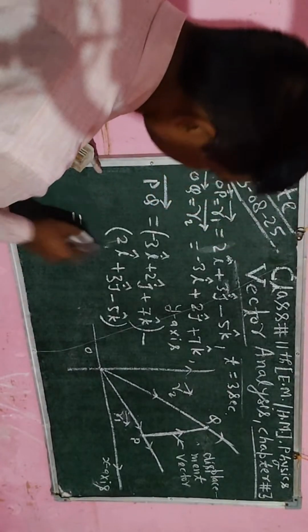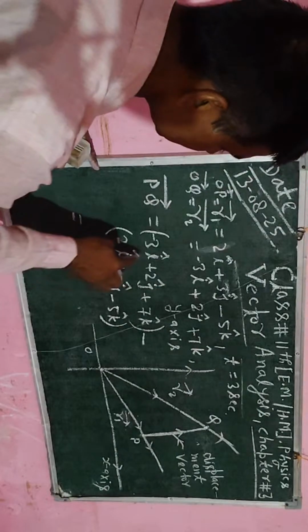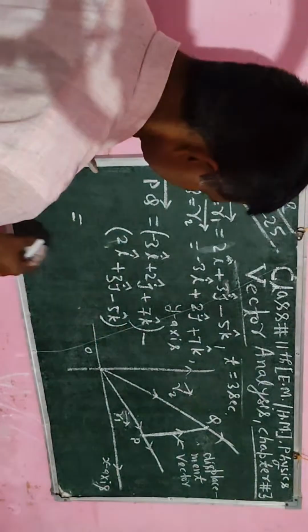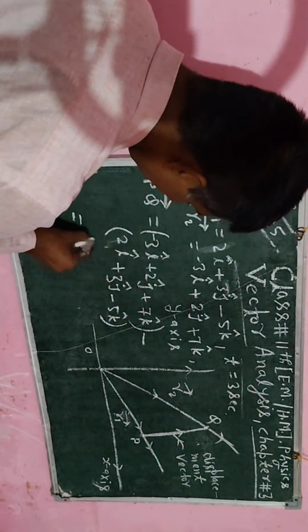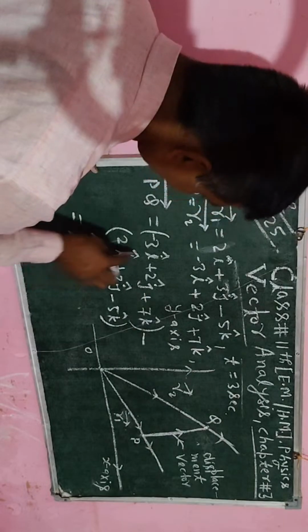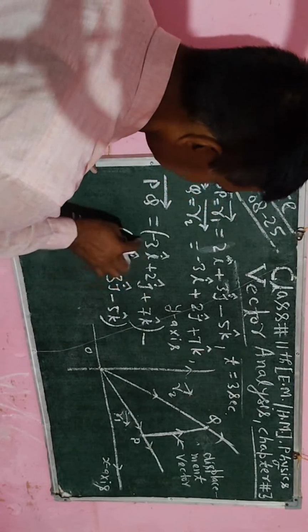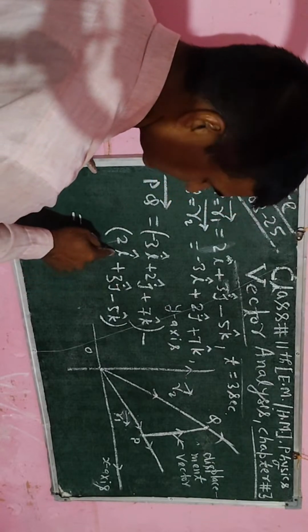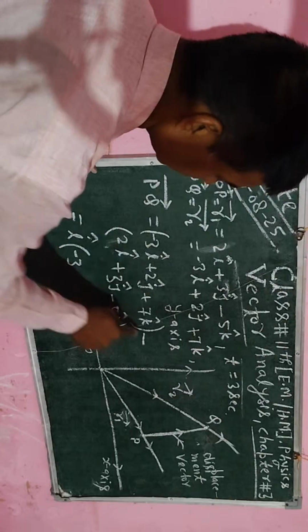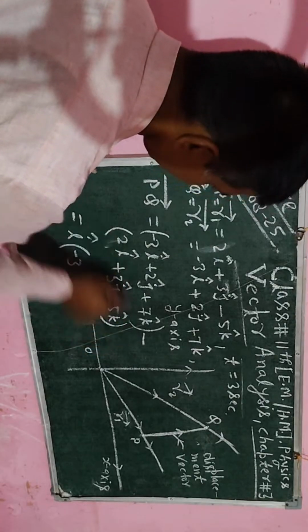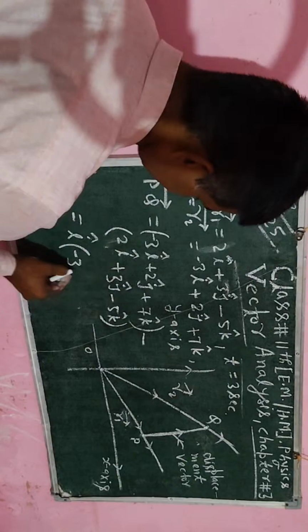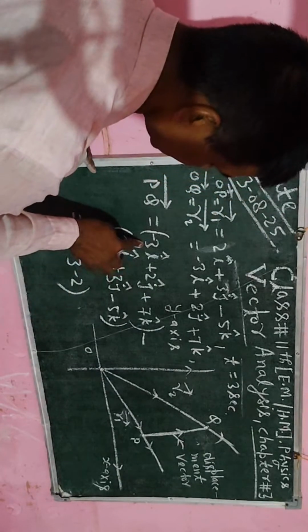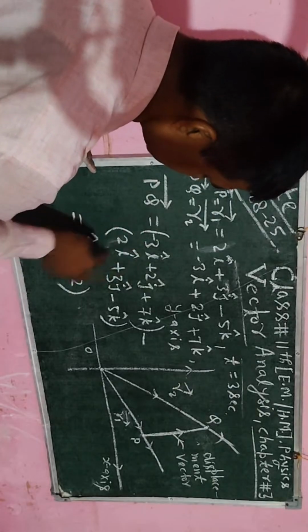Now here I will collect the coefficient of vector i, the coefficient of vector j, and the coefficient of vector k. So for vector i cap, I will take the count. The coefficient of this i is -3, so I will put here -3. Now this i has coefficient 2, but it has a minus sign, so plus and minus multiplied will be minus.